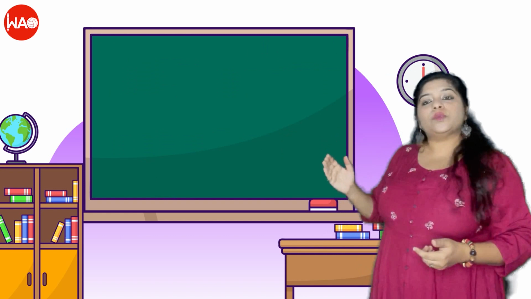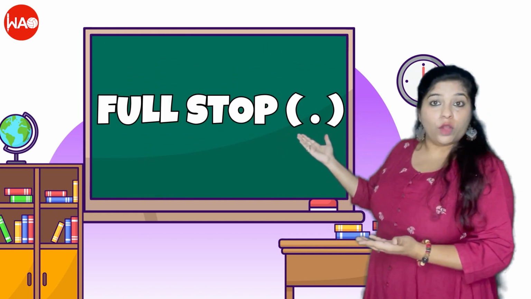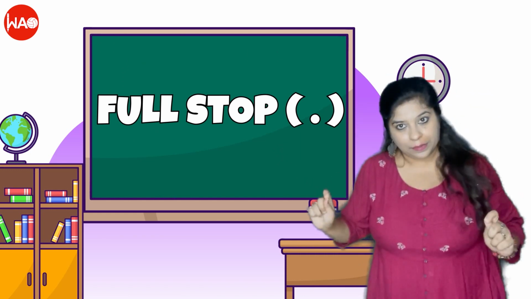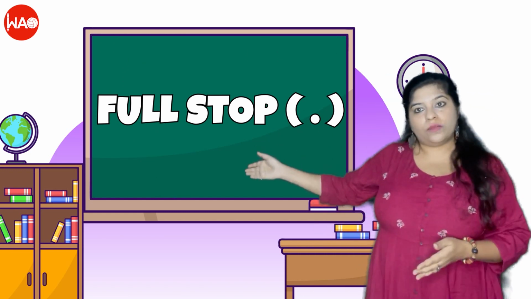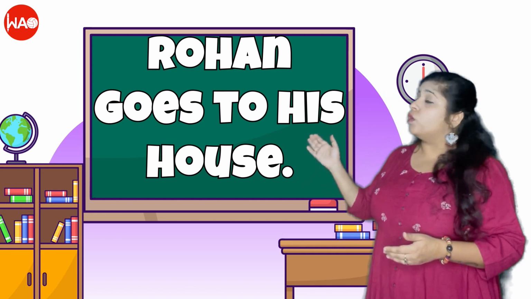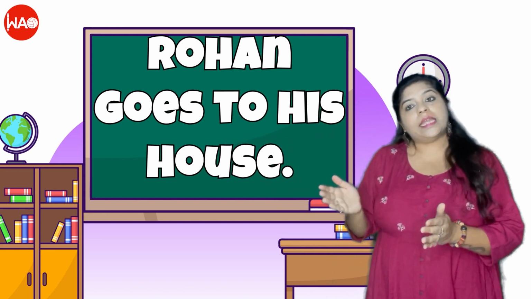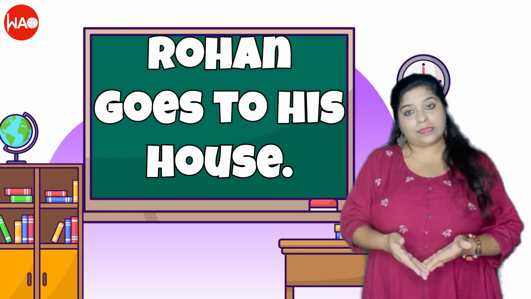Okay. Next one is a full stop. We all know that full stop mentions that the sentence is being ended here. It denotes the closure of a sentence. For example, let's say Rohan goes to his house. Full stop. अब इसके बाद जो भी चीज आएगी, it will be a new sentence. It will be a fresh sentence.